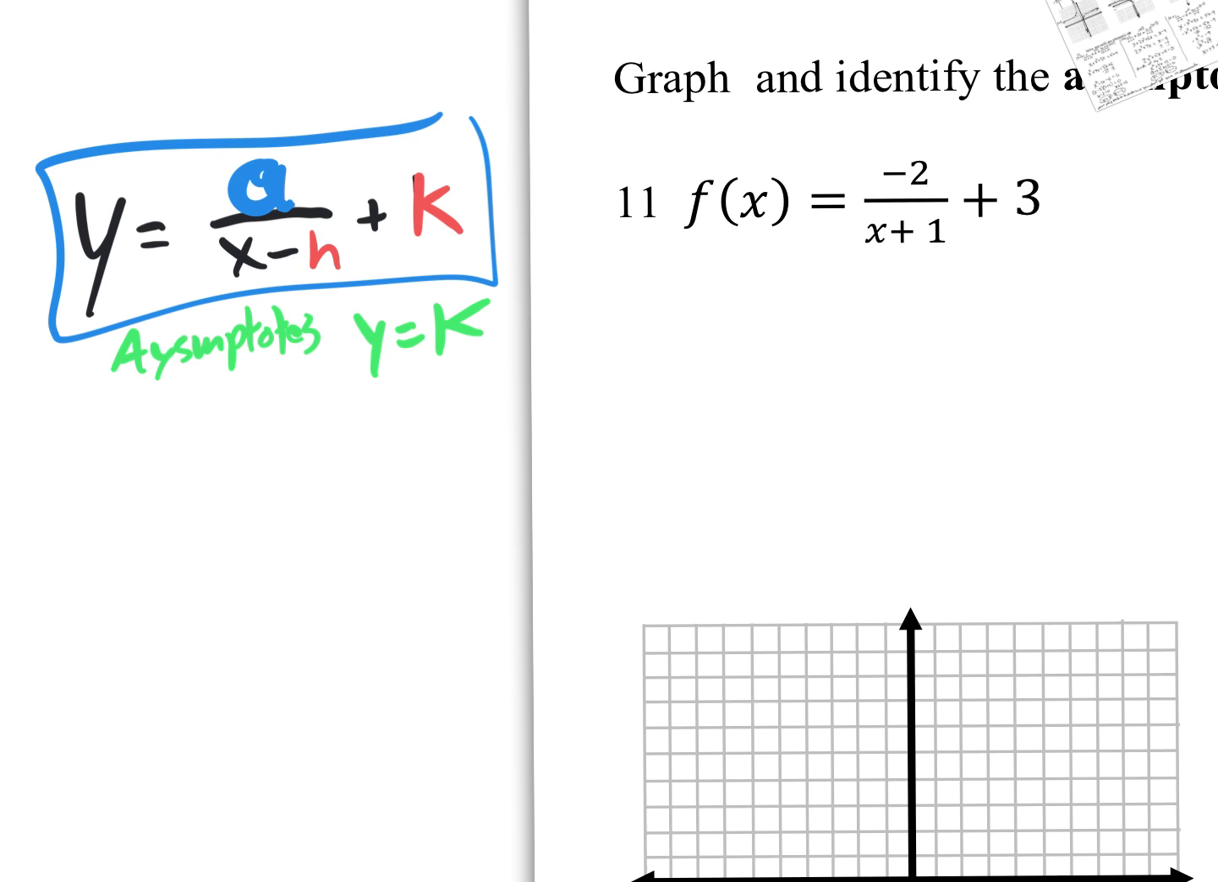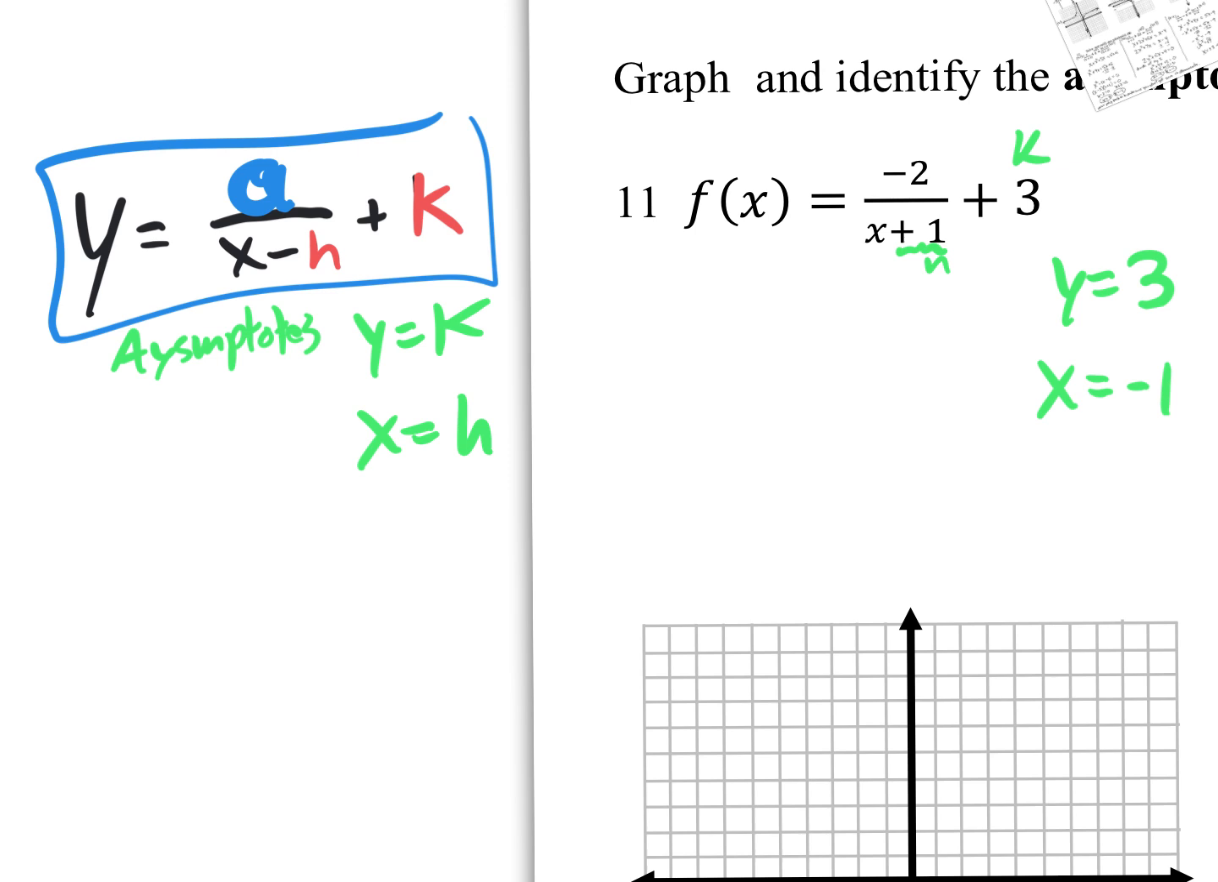And the vertical asymptote will be x equals h. So understanding these notes, we should already be able to state the horizontal asymptote. That's going to be y equals 3. That comes from this k value right here. And the h value is 1. So x equals, and you have to think opposite of what you see here. So x equals -1 is your vertical asymptote, right? So that's what we start with.